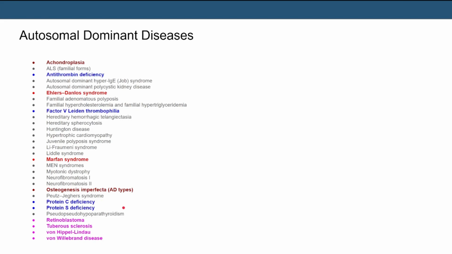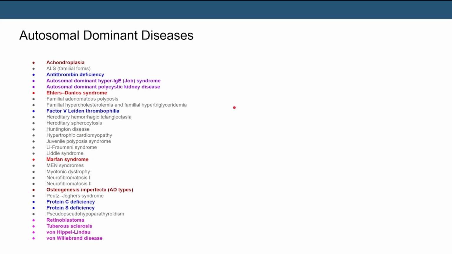The other group of diseases is going to be the blood clotting diseases. So antithrombin deficiency and factor V Leiden thrombophilia, and protein C deficiency and protein S deficiency. These all cause problems with blood clots, and they cause you to get clots in your blood.